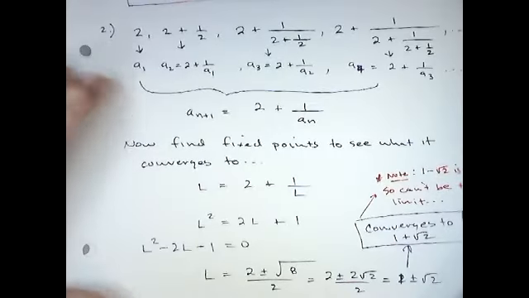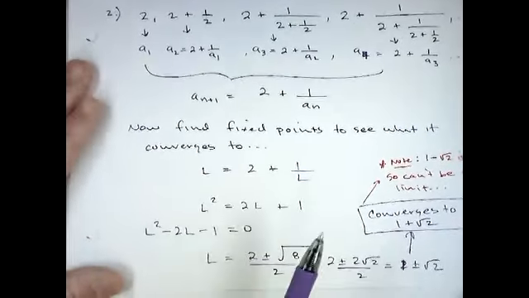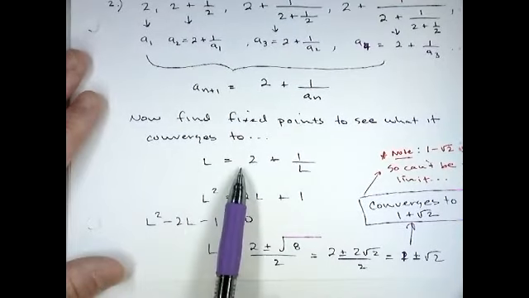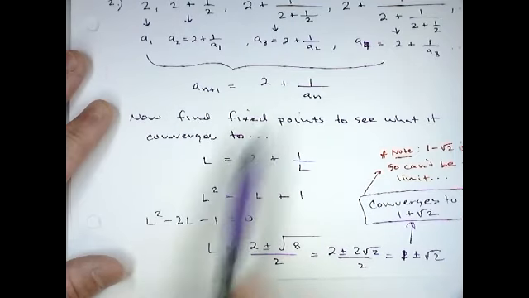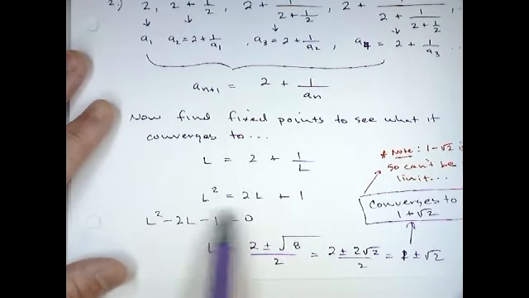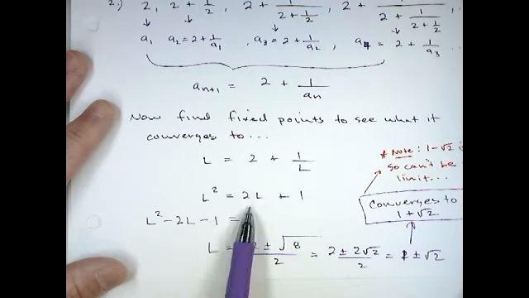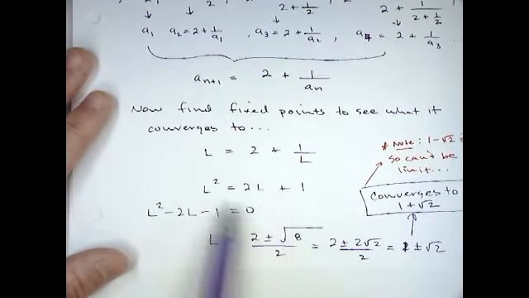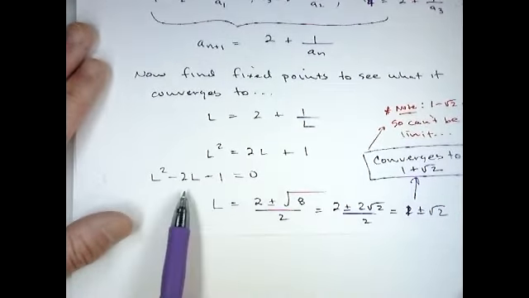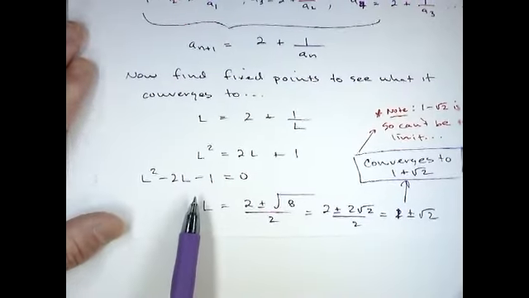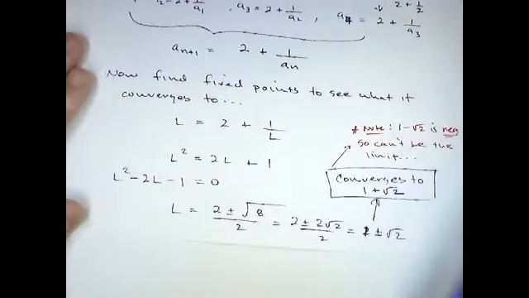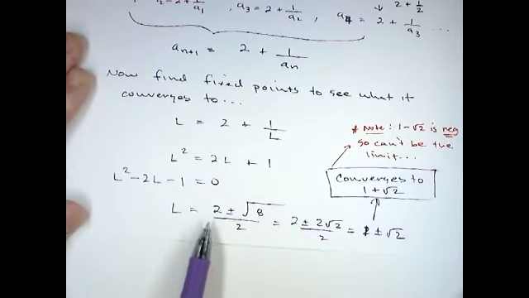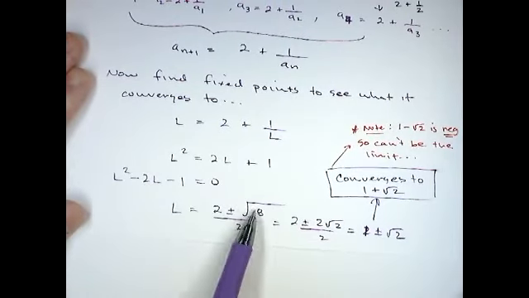Let's find the fixed points and see what this converges to. I have L equals 2 plus 1 over L. I'm calling both a sub n plus 1 and a sub n equal to L. Multiply both sides by L. Move everybody over. Unfortunately, this one doesn't factor. So I have to use the quadratic formula, and I get two possible values: 2 plus root 8 over 2 and 2 minus root 8 over 2.